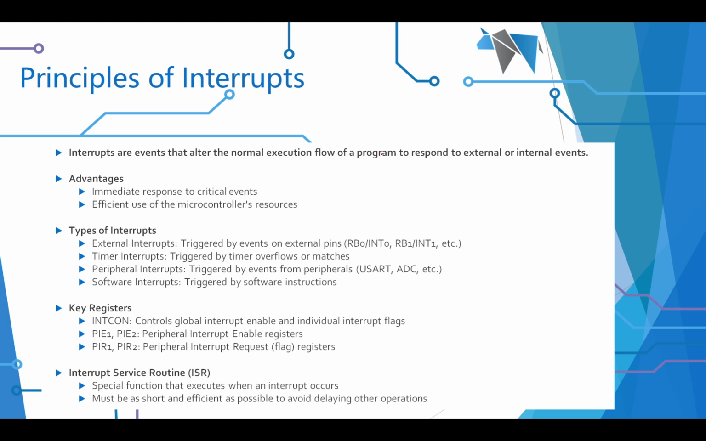There are some key registers: INTCON, PIEs, and PIRs, and they all have to be set up. But we're going to make it a little bit easier in GCBASIC. But typically you have an interrupt service routine, or ISR. In GCBASIC, you can call it what you like. It's a special function that gets executed when the interrupt occurs. Make it as short as possible and as efficient as possible.